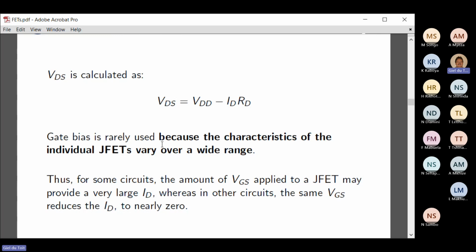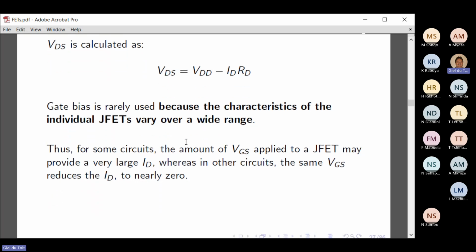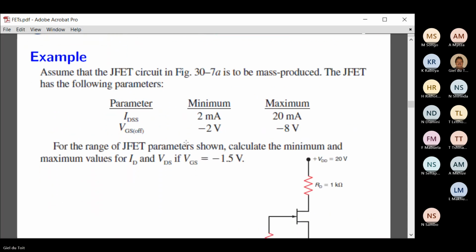The gate bias is rarely used because the characteristics for the individual FETs vary over a wide range. So we don't use it much. We don't like to use gate bias. We really like a voltage divider bias there. We like that much more. So I'll get to that now.